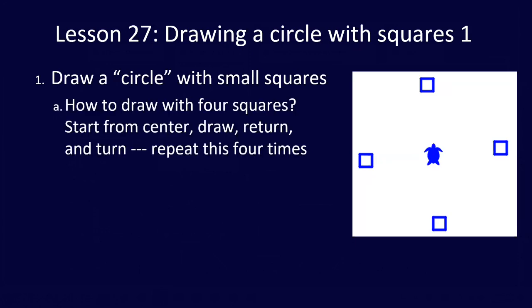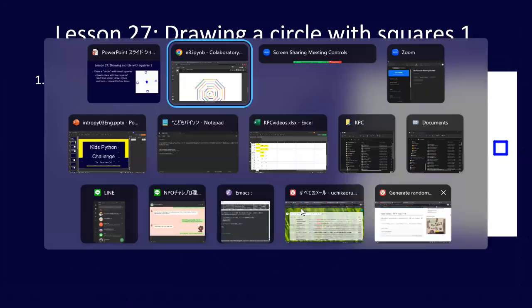How to draw a kind of circle with 4 squares. Start from the center, draw a square, return to the center, and turn. This is maybe a good way, because it's kind of difficult to go from here to here. So we start from here, go this way, draw a square, go back, turn left, do the same thing, and repeat it. Okay, let's try that.